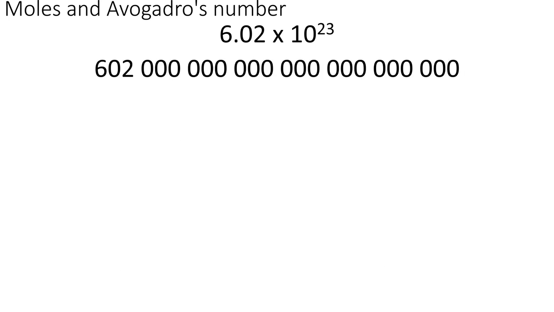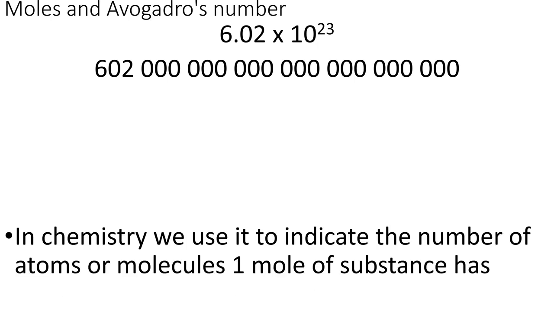All right, moles and Avogadro's number. So this is that value that we're talking about, 6.02 times 10 to the 23rd. Just to understand how big this number is, that's how big the number is. That's a lot of zeros. So this is a huge number. So as a result, this is how many atoms or molecules are going to be in most elements or compounds from the periodic table or that we see in nature.